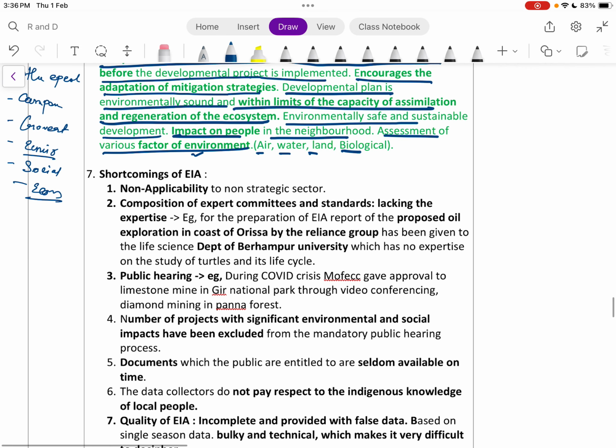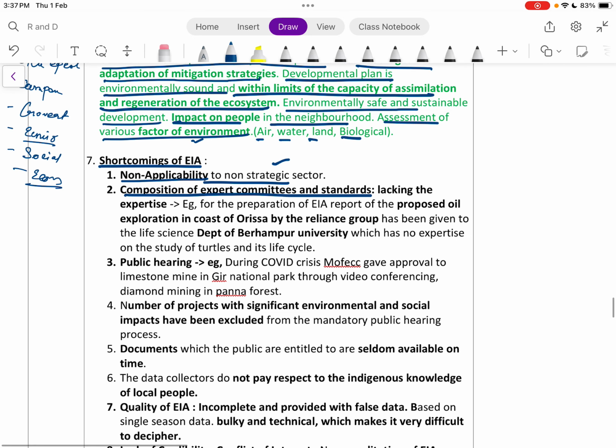What are the shortcomings of environmental impact assessment? First is the non-applicability to non-strategic sectors. Composition of expert committees and standards lacking expertise. For example, the preparation of the environment impact assessment report of the proposed oil exploration on the coast of Orissa by the Reliance Group has been given to the life science department of Berhampur University, which has no expertise in the study of turtles or their cycle.